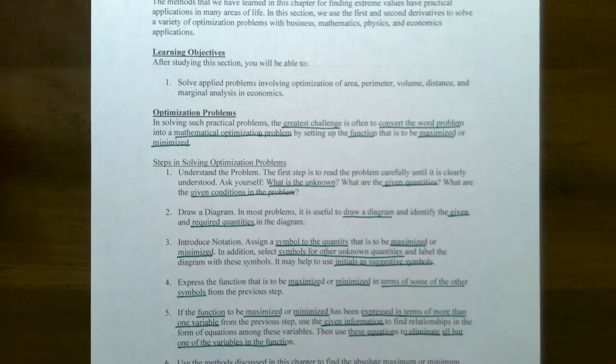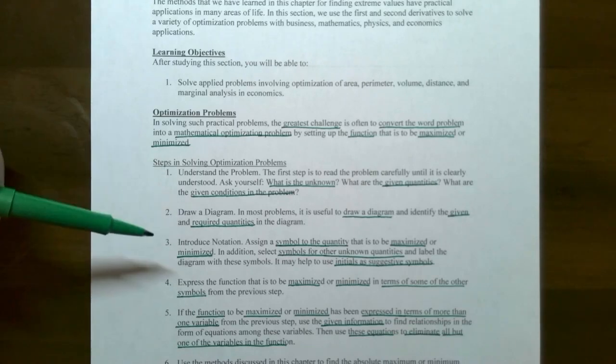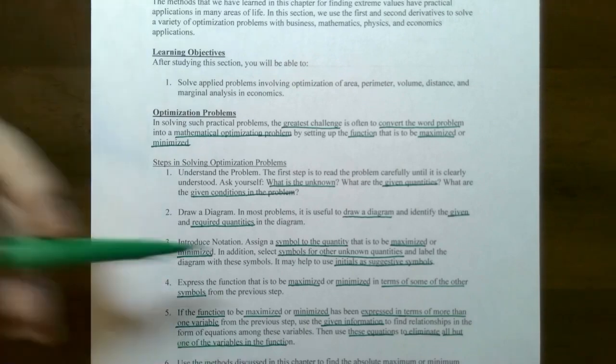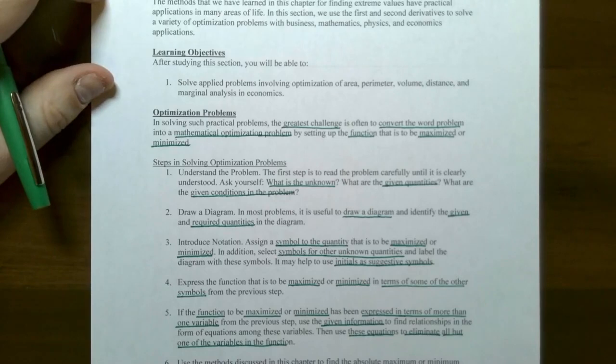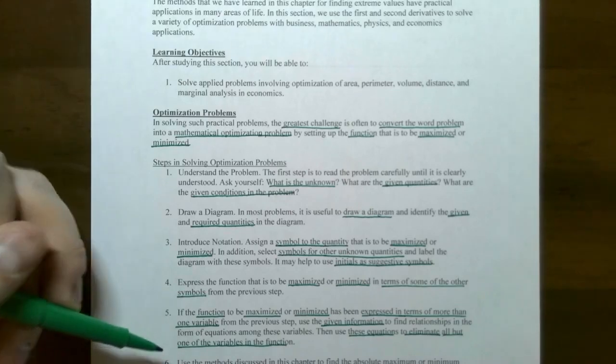And this is not the same type of problem as related rates. Related rates were always functions of time. There is no change in time in these problems. So we want the function to be in terms of only one variable.